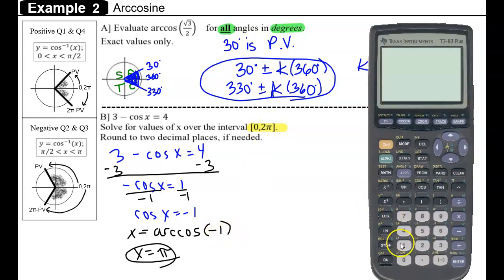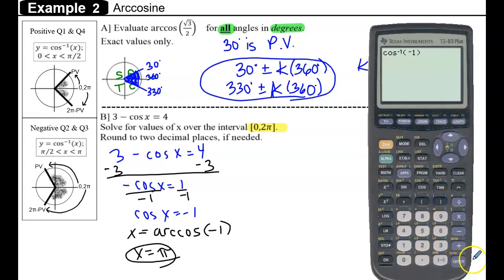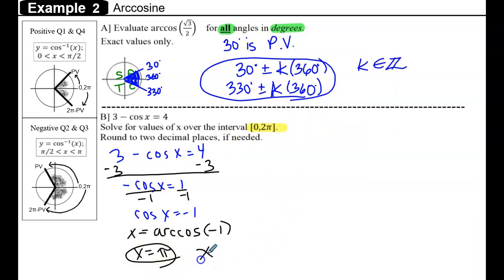Now, if you're using your calculator, you want to be in radian mode, and we would evaluate the arc cosine of -1, and here you see your decimal approximation for pi. And we're asked to round to 2 decimal places if needed. So if you didn't remember that the exact value is pi, you could get that decimal approximation of 3.14.